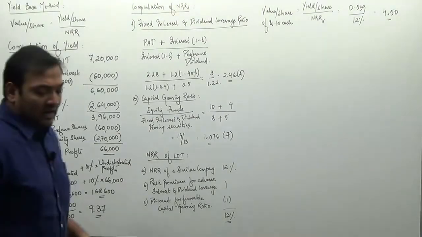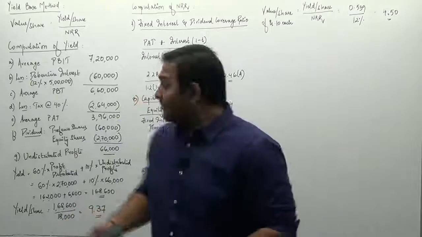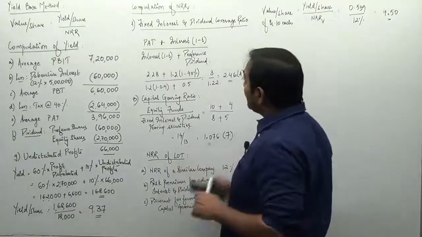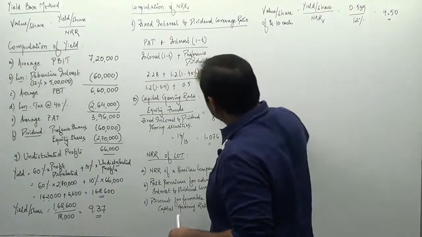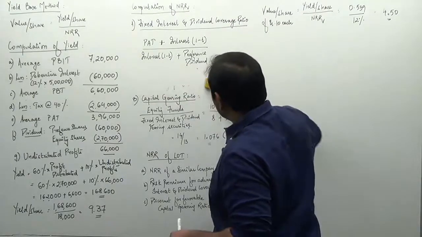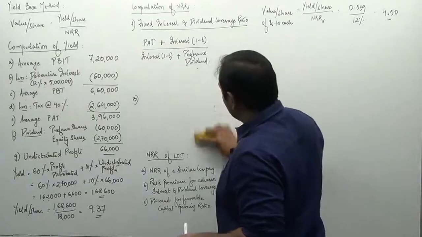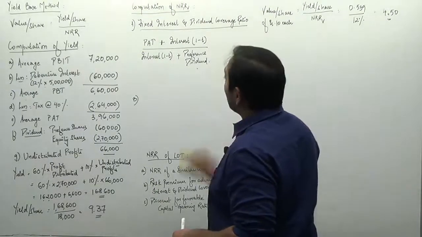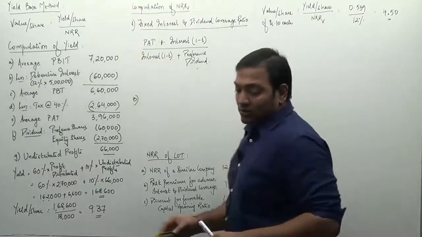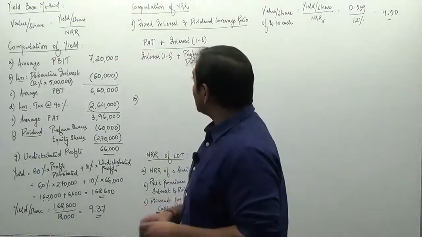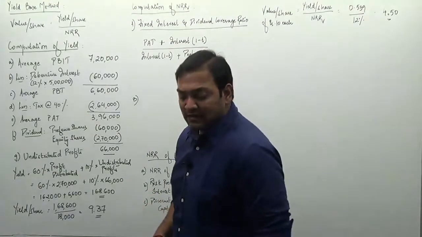Yes guys, then go for the NRR calculation, same thing. The first NRR computation, we need to talk about fixed interest and dividend bearing securities only. The second one is talking about debt equity ratio. The second one in the earlier case was capital gearing, but now I have to talk about debt equity ratio. So let's take the first one. The first one is the same, fixed interest and dividend bearing securities.